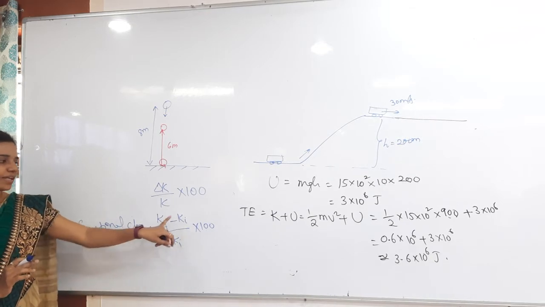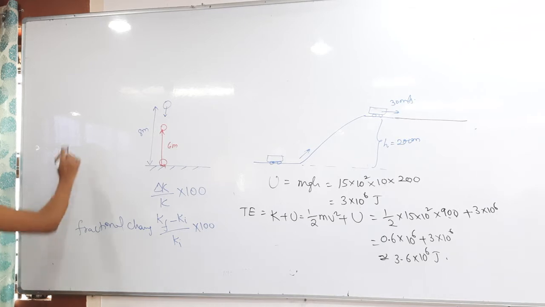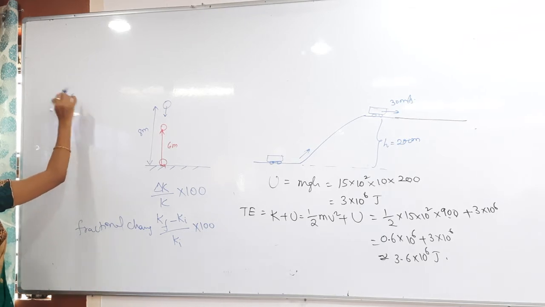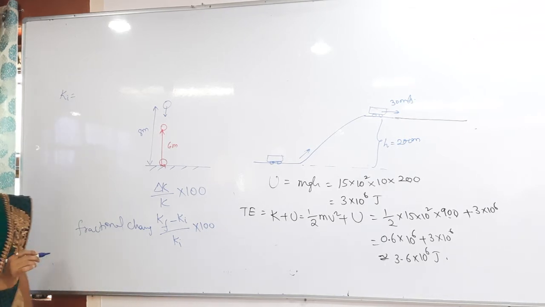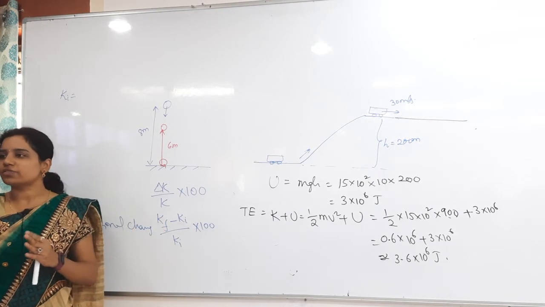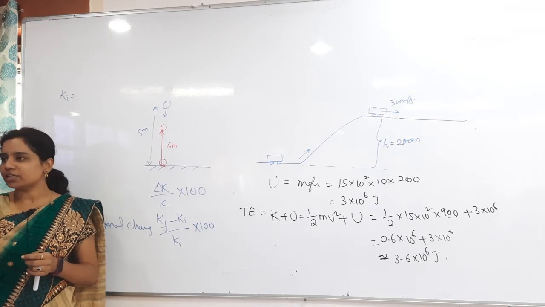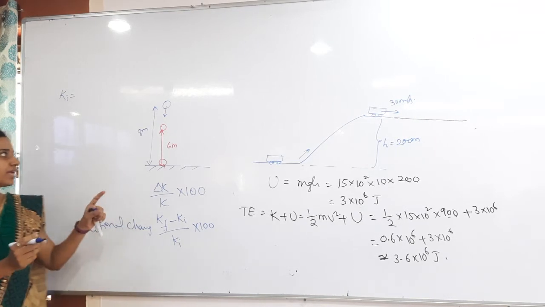Now k final minus k initial by k initial into 100. First of all, I want to calculate the k initial. Shortcut method I am telling. If you consider again the total conservation of energy, initial equals final, you will get the same answer only. But it will take lengthy, it will take a little time. Instead of that, directly we will calculate.